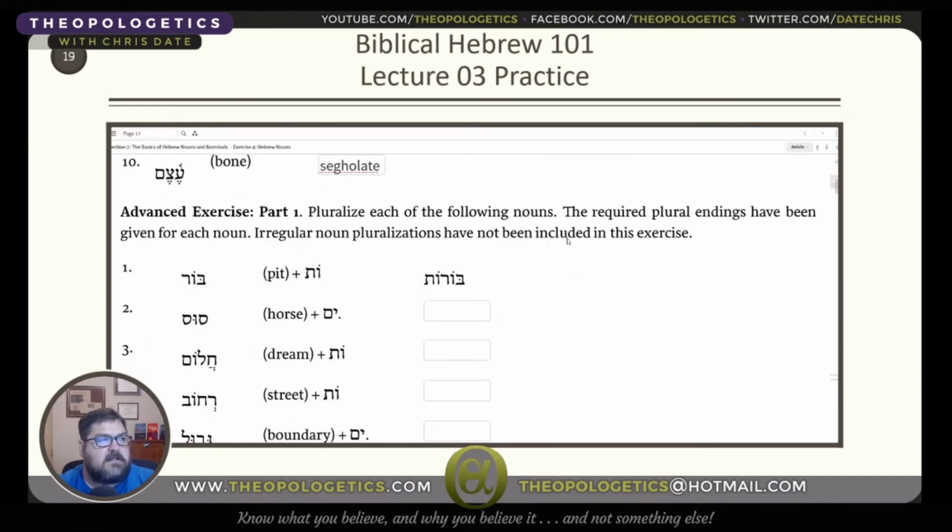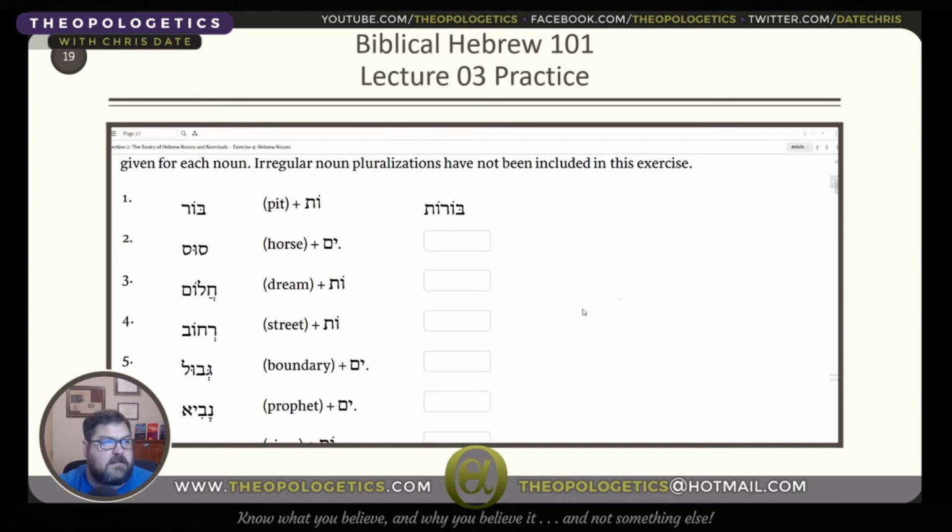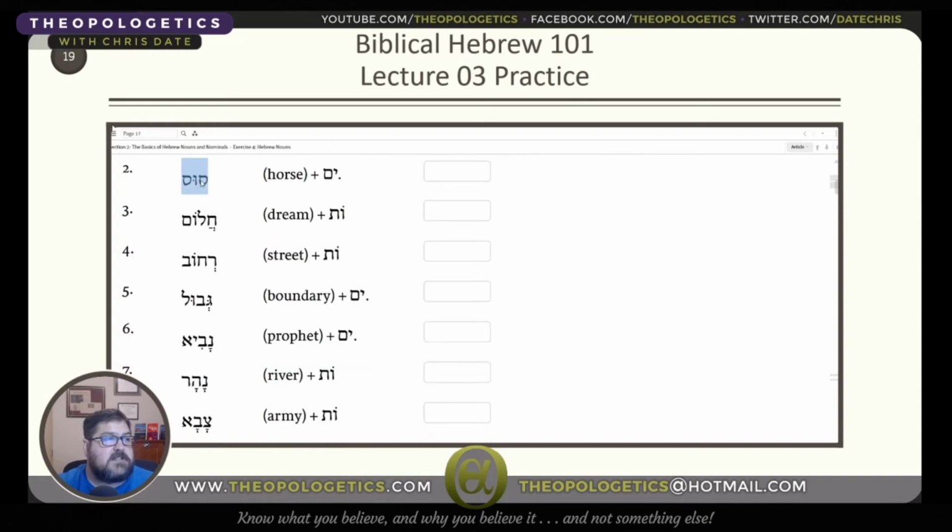Now here we've got a bit of advanced exercises. You are not necessarily expected to be able to do these very well, but we'll give it a shot anyway. Pluralize each of the following nouns. The required endings have been given. Irregular noun pluralizations have not been included, so that makes it a little bit easier for us. And it shows us that to go from bor, meaning pit, to pits, we need to add ot. And so they just put ot at the end of bor. Okay? Sus means horse, and we need to add the masculine plural ending im, and we've kind of already seen this in practice. It's just going to be sus, and then add the ending: susim.